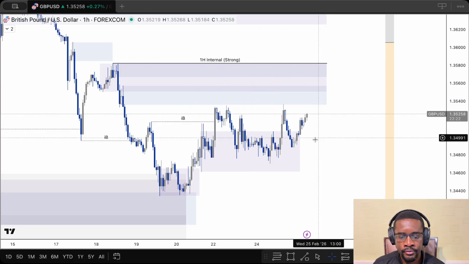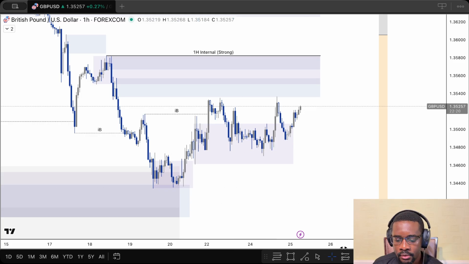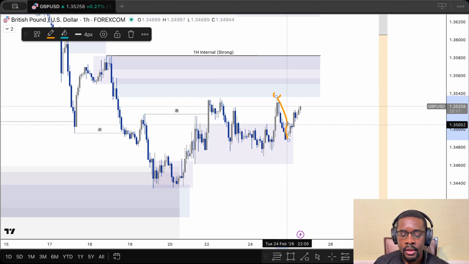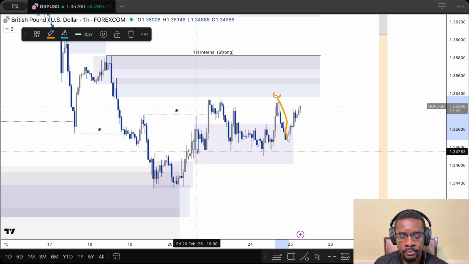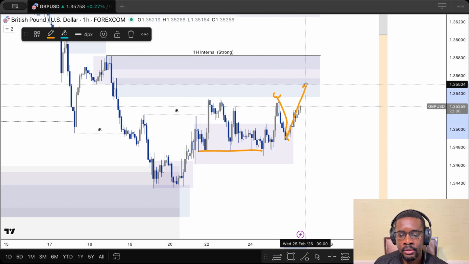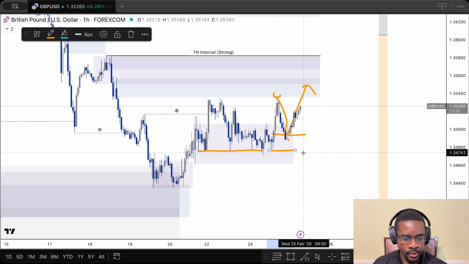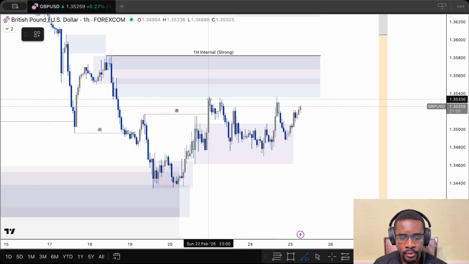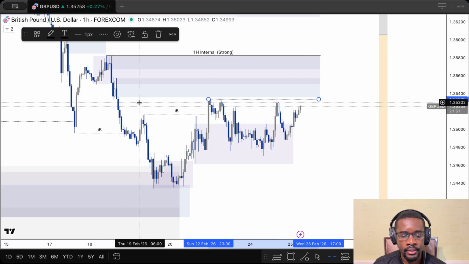So we do have these supply areas in front of us. Obviously price did mitigate this and then pulled back. And then from there, we are expecting price to continue to go bullish. So this is what we have. From a 1 hour perspective, did we break structure? This was our high. So we haven't broken structure technically.